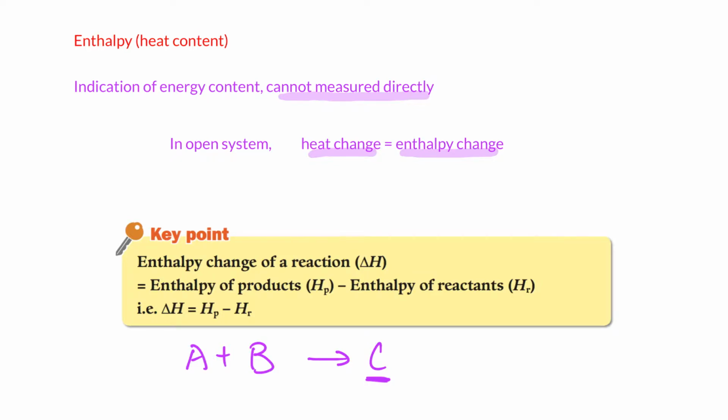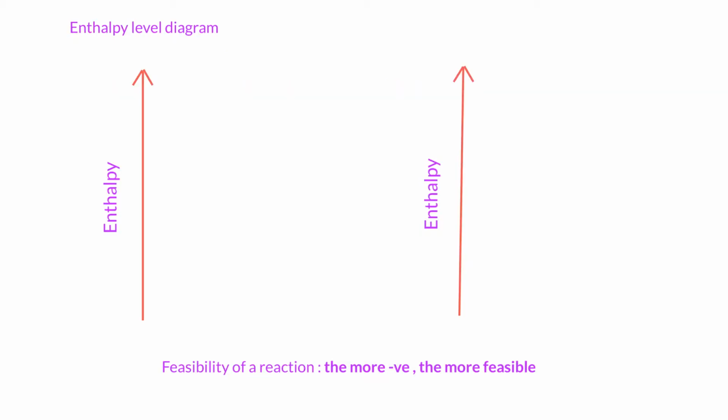If we present this idea graphically, you can see something like this. This is an enthalpy level diagram, so we just have a y-axis here. Because we don't know how much the enthalpy of the reactants is, it is fine to randomly draw a line, say this one. This will be the enthalpy of the reactants.